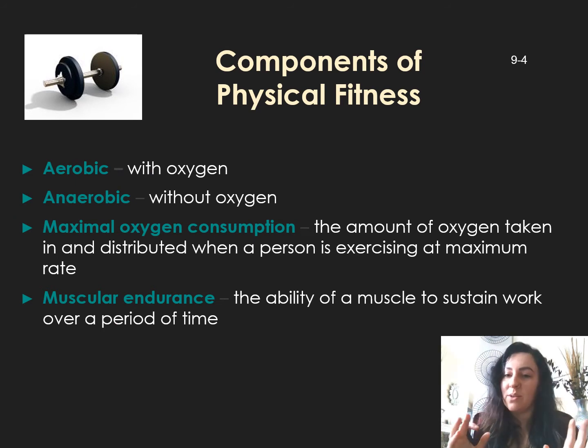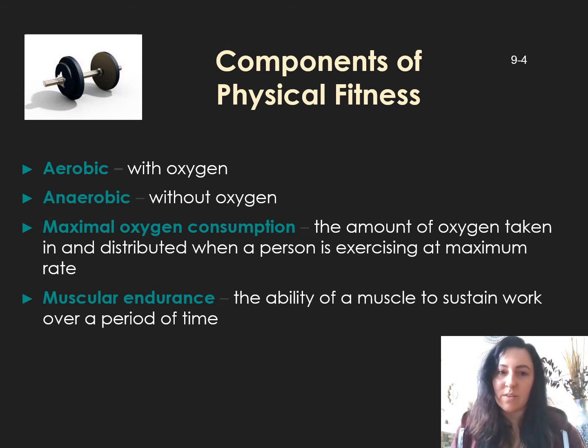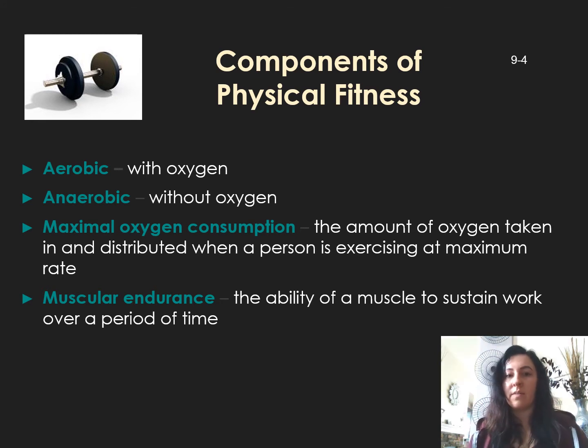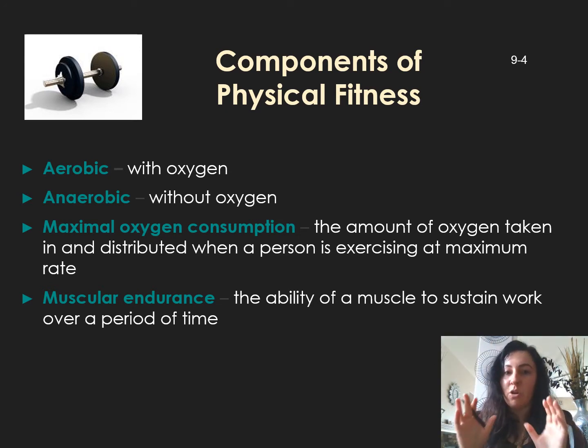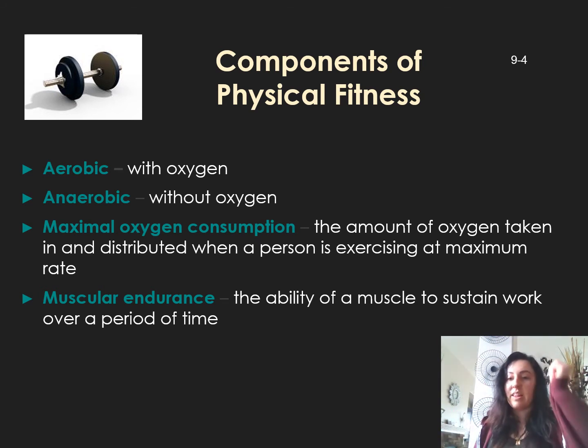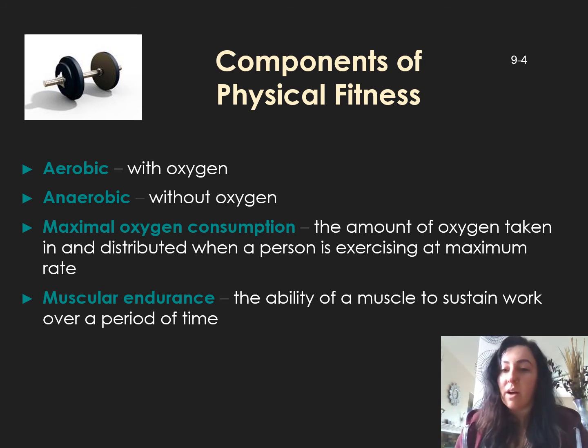Some more components of physical fitness. So then we have aerobic physical fitness. So this is when you have oxygen. Okay, and anaerobic is without oxygen. Okay. So maximal oxygen consumption is the amount of oxygen taken in and distributed when a person is exercising at their maximum rate. Okay, so like when you're running really fast, what's the most amount of oxygen you can take in? Okay, and allow to kind of move around, to go to all your cells.